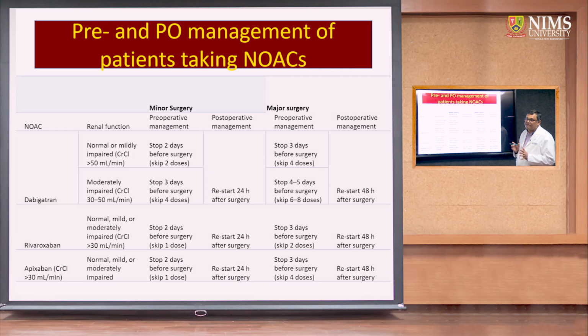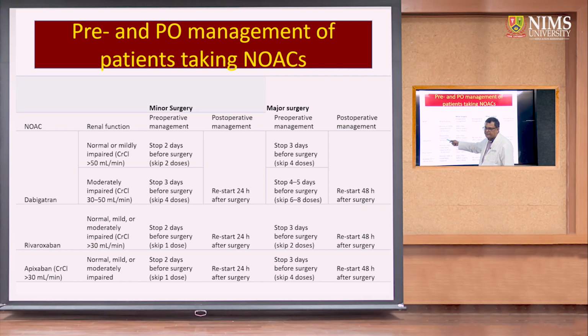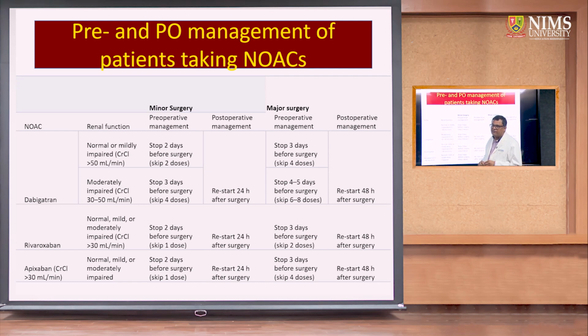So, how long do we wait? That is the question. Generally, if it is a minor surgery, you wait for 2 days, except if you are giving dabigatran in renal dysfunction. There you may have to wait for 3 days because of longer half life of dabigatran in renal dysfunction patients. So, if the creatinine clearance is between 30 to 50, then you might have to wait for 3 days, otherwise 2 days is okay for all the NOACs.